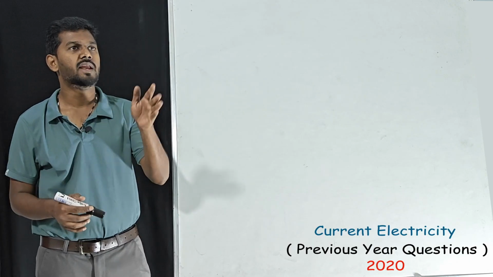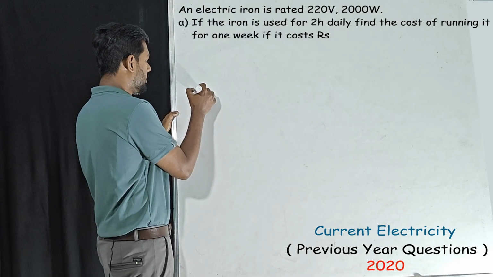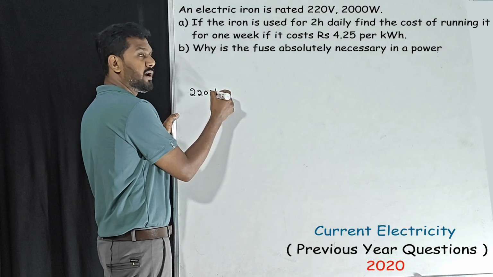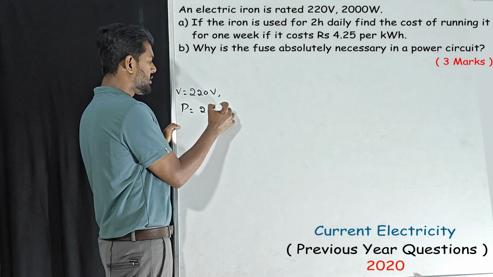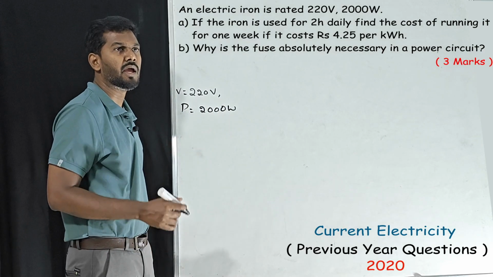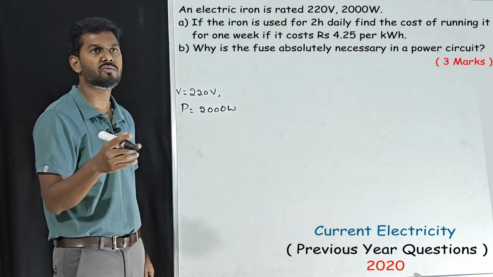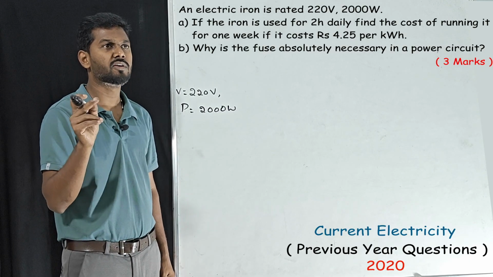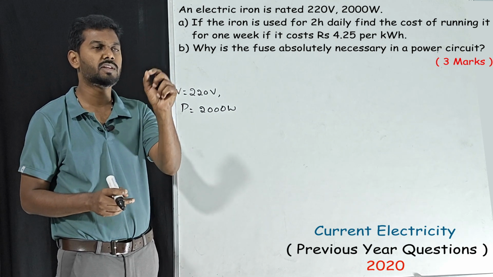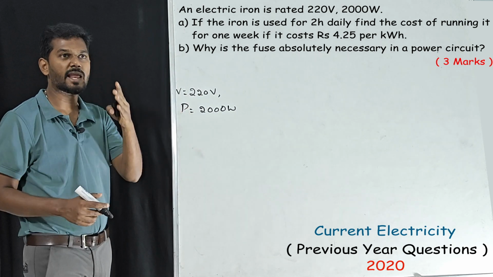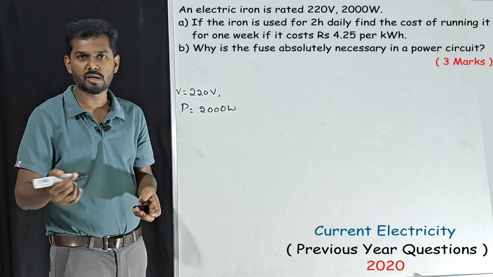Our next question, an electric iron is rated at 220 volts. Okay, so here 220 volts, this is voltage and power is 2000 watt. Then if the iron is used for 2 hours daily, okay, find the cost of running it for 1 week. If it costs 4.25 rupees per kilowatt, for 1 kilowatt 4.25, then we have to find the electricity bill only for that electric iron, that is nothing but iron box.